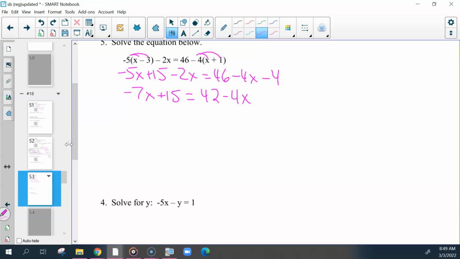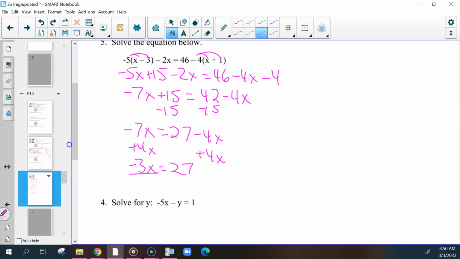Subtract 15, okay. Negative 7x equals 27 minus 4x. Then we would need to add 4x to the other side to get negative 3x and divide both sides by negative 3. x equals negative 9 would have been your final answer. Do we have any questions on today's warm-up?